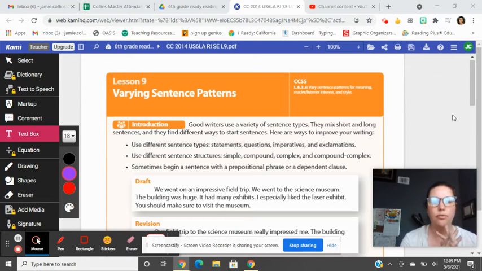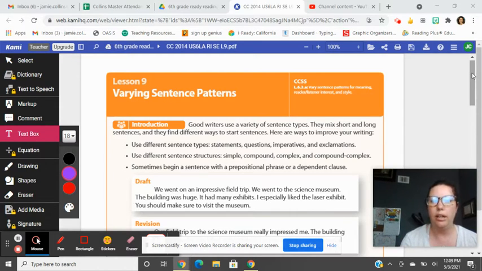Hey, so today for language arts, we are going to be focusing on varying sentence patterns. Sometimes we need to adjust our sentences to make them make sense, or sometimes we have run-on sentences, which are those sentences that go on and on and on, and we need to split them up. But this little lesson just kind of gives us an idea of how we can do those things, okay?